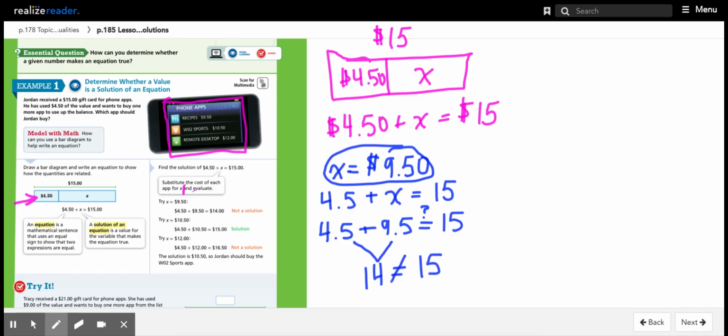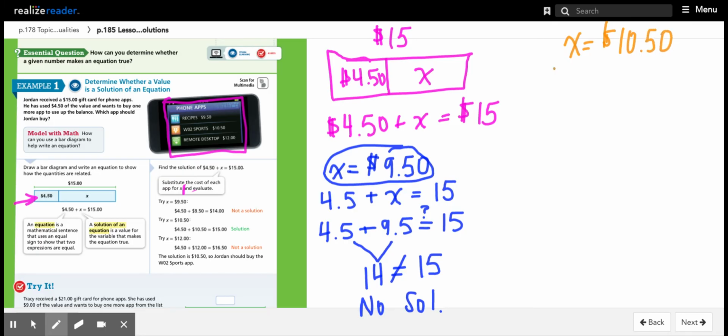No, it's not. So this is no solution, or not a solution. I'm just abbreviating. Next, we're going to do the sports app. The sports app is telling us that X equals $10.50. So again, I'm going to rewrite my equation.